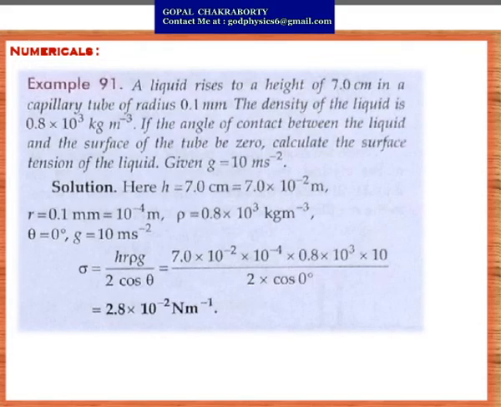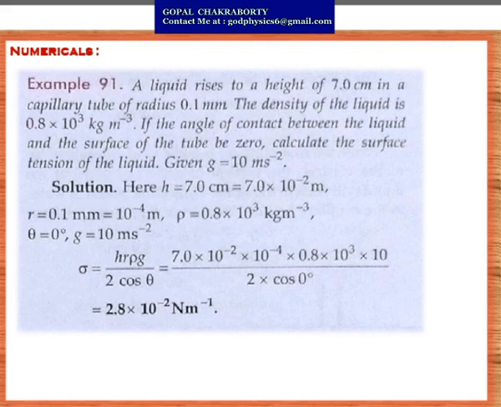Next one: a liquid rises to a height of 7 cm in a capillary tube of radius 0.1 mm. The density of the liquid is 0.8 into 10 to the power 3 kg per meter cube. If the angle of contact between the liquid and the surface of the tube is 0, calculate the surface tension of the liquid, given g equals 10 meter per second square.